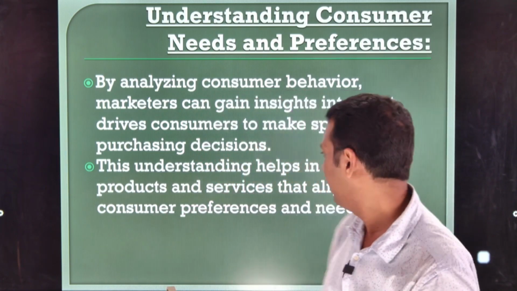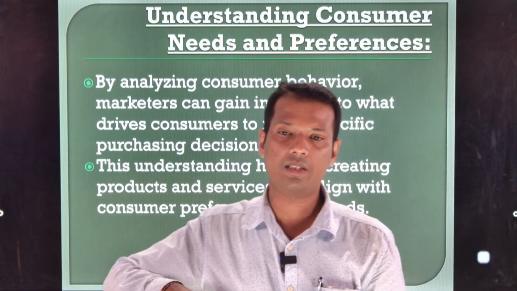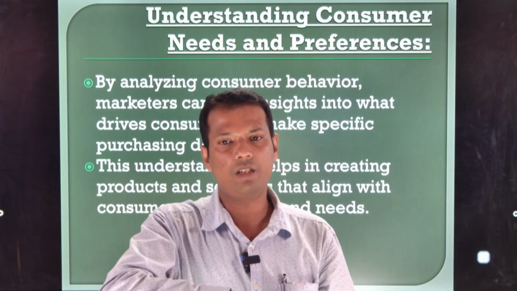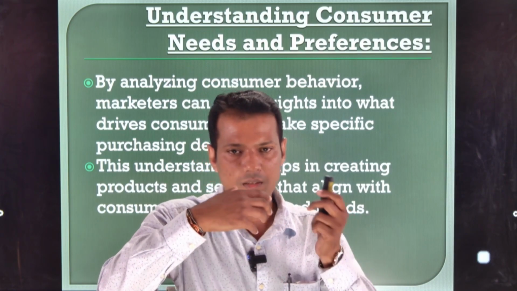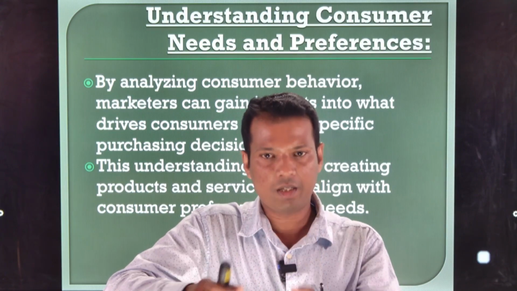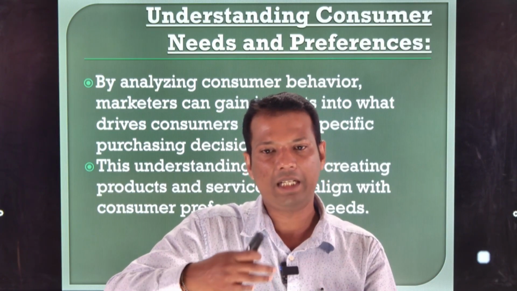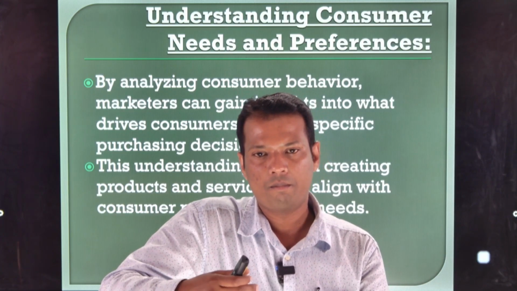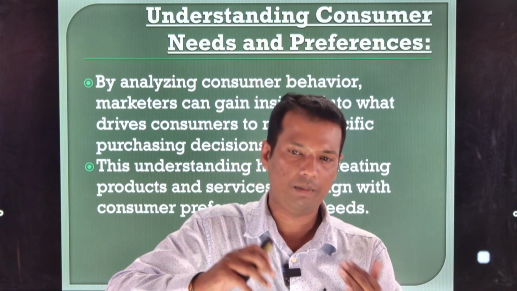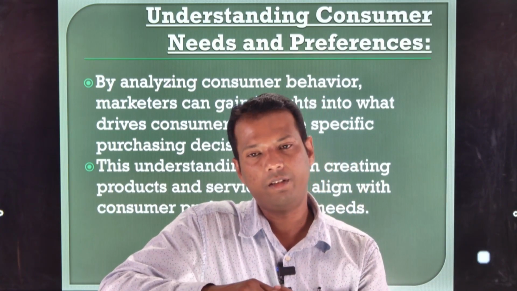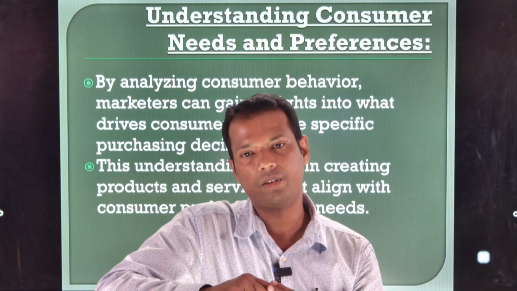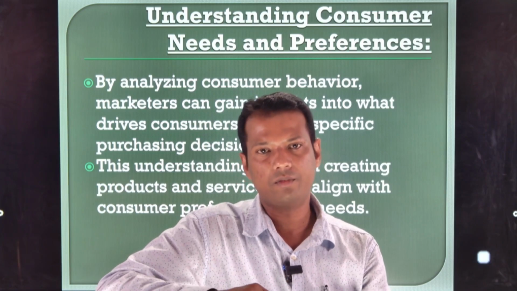This understanding helps in creating products and services that align with the consumer's preferences and needs. They will prepare those kinds of products and services that are in alignment with the consumer's needs and demands, and not in contrary. If the consumer need is different, whereas the product or service given is different, that will create disharmony and discord, and that is going to affect the organizational goals. So there has to be an alignment. If a consumer wants a specific product or service, then that has to be in alignment with their needs and demand. So this is one of the important factors.